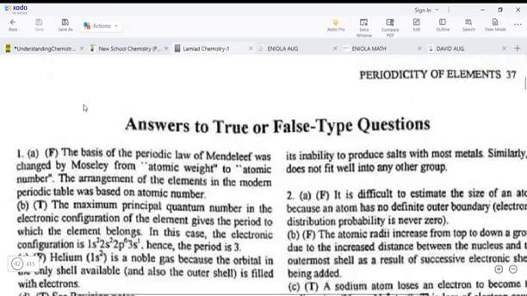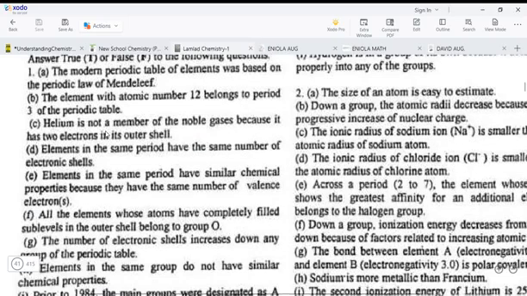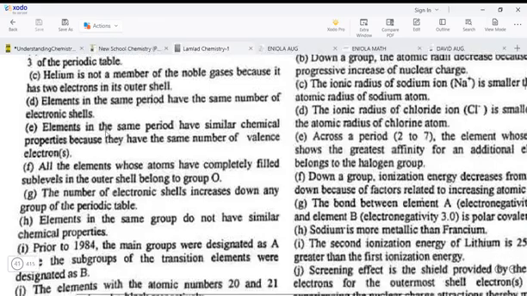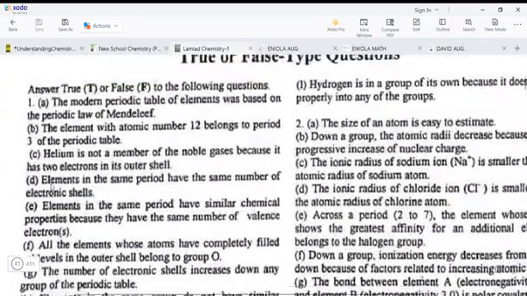Because here they are saying Mendeleev was explaining the periodic table, but the modern periodic table of elements was not based on the law of Mendeleev. No, it was not modern. The modern one was by Moseley. Moseley was the one that talked about atomic number, but Mendeleev talked about relative atomic mass, so it should be false.